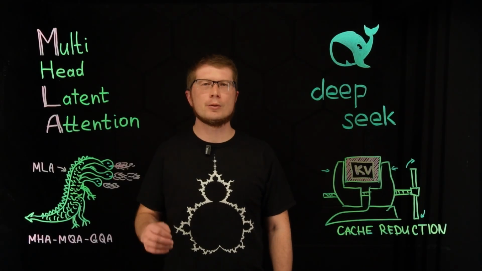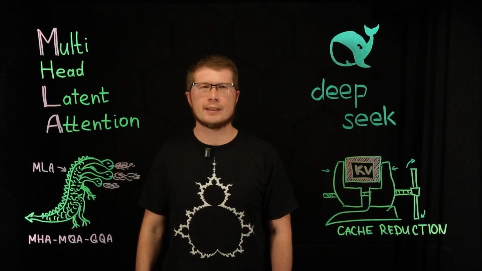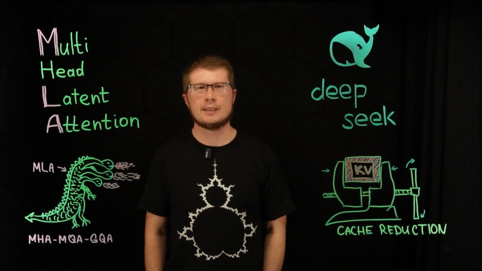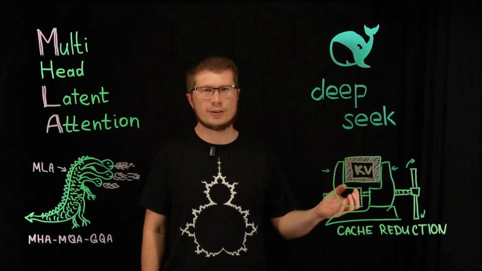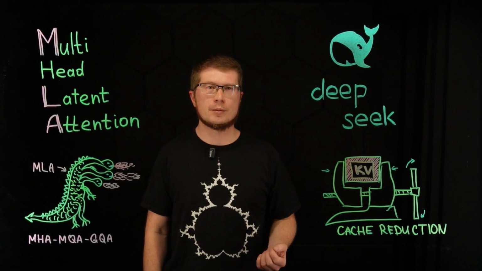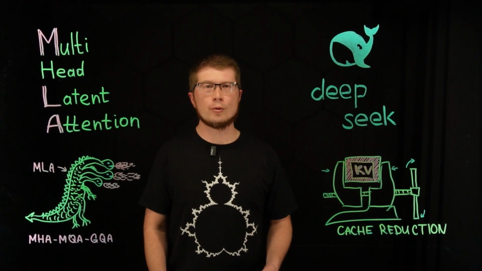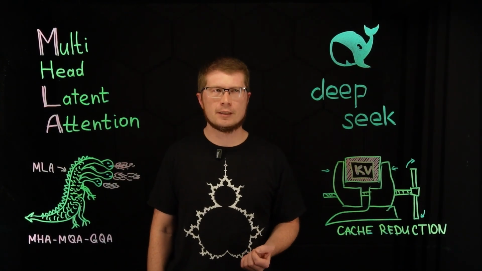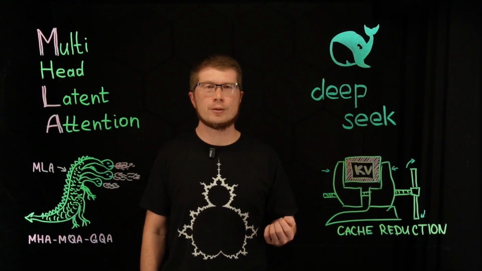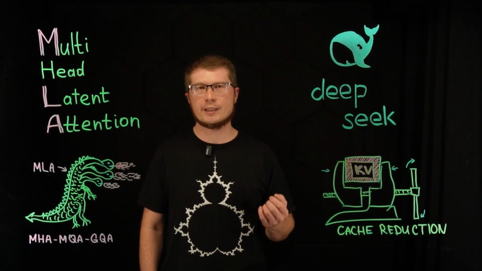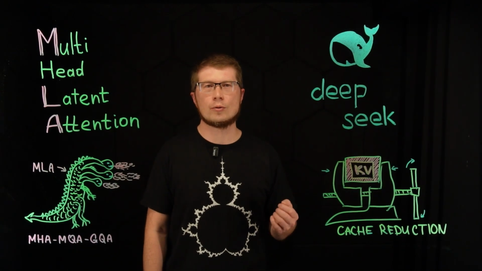In this video, we're going to talk about multi-head latent attention introduced in DeepSeek. We'll talk about how it works and how it managed to reduce KV cache size without impacting the model quality. If you want to learn about simpler attention variants like multi-head attention, multi-query or group query attention, please see my other video. It also describes why KV cache size is important for long context length.